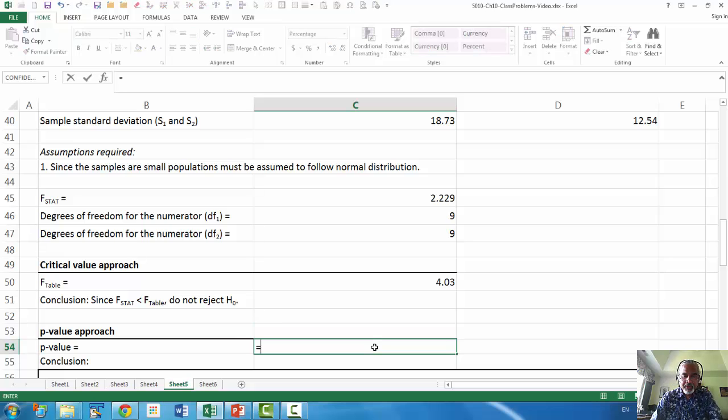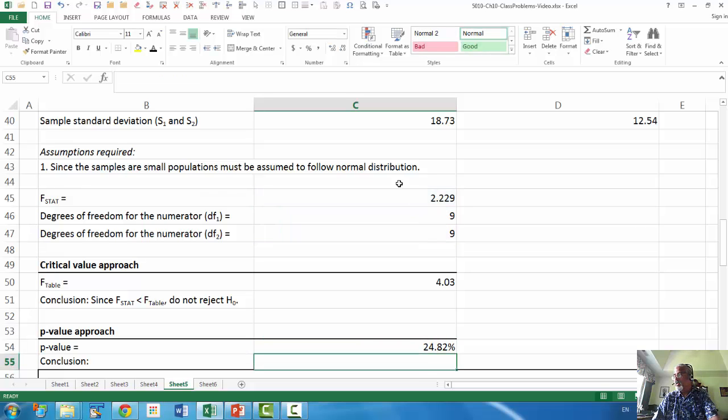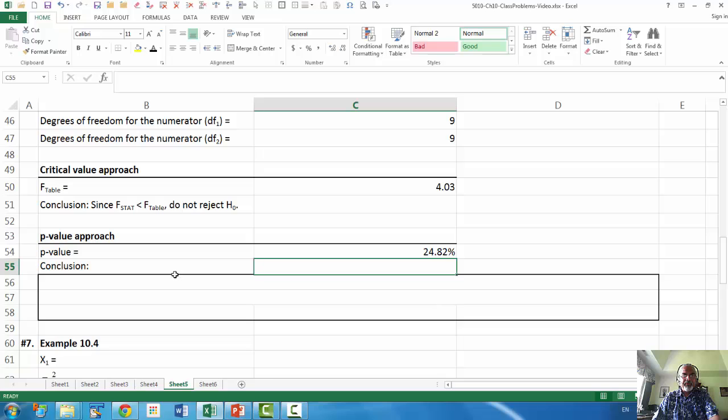The p-value approach, so we go F.DIST.RT. So let's find the right tail. Then remember that we have to multiply by 2 because this is a two-tailed test. So F stat, comma, the two degrees of freedom, okay, and then we multiply by 2 for this being a two-tailed test. So that's the p-value. So the conclusion is the p-value is greater than 5%, so we cannot reject the null hypothesis.